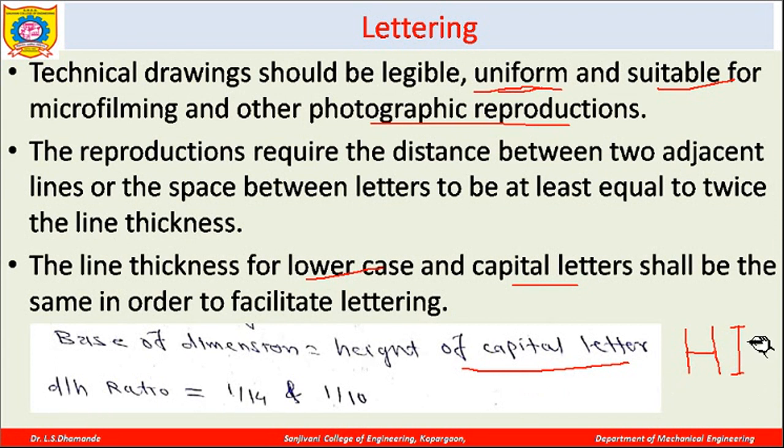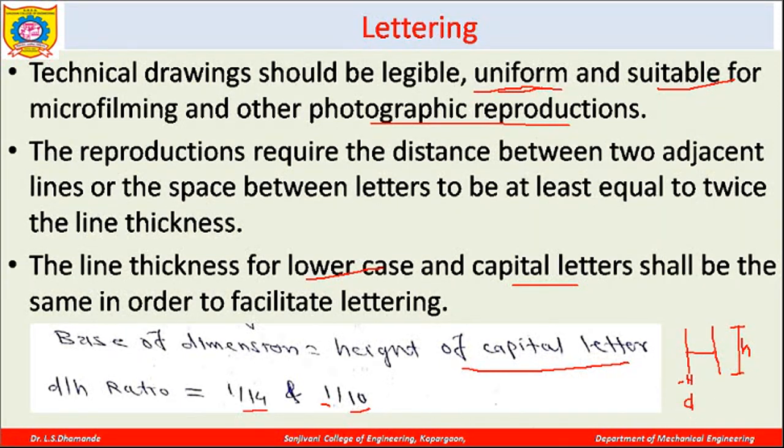This height I am specifying as H, and D is nothing but its thickness. This thickness of the line, whatever it is, is called D. Generally there are two types of standards being followed: one is 1 by 14 and another is 1 by 10. It means if 1 is the thickness of the line, then 14 times will be the height of that letter. Or if the thickness is 1 mm, then 10 mm will be the height of that letter.